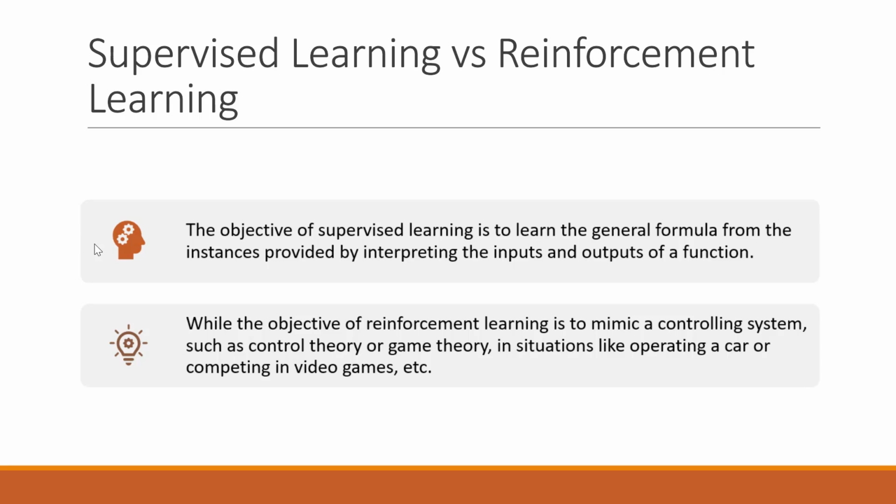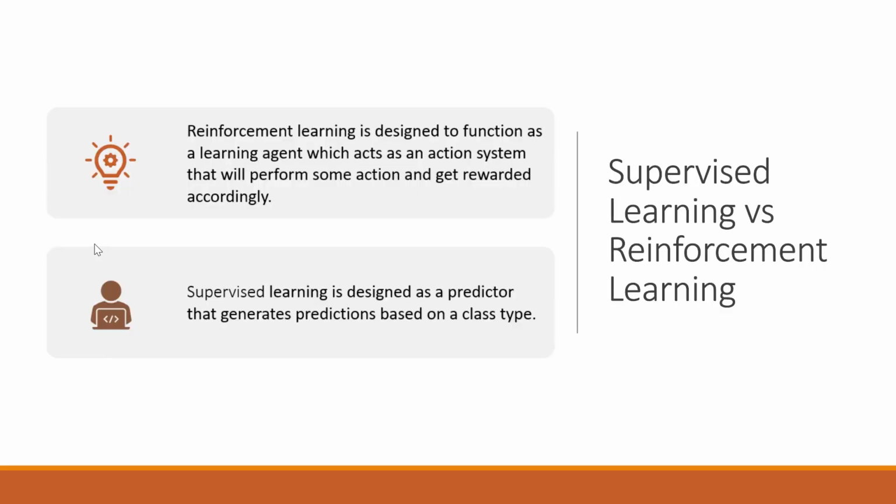Now the main objective of supervised machine learning is to learn a general formula from the instances provided by interpreting the input and output, while the objective of reinforcement learning is to mimic a controlling system such as control theory or game theory in situations like operating a car or competing in a video game. The phrase supervised learning implies that it is highly supervised, whereas reinforcement learning is less supervised and relies on the learning agent to choose the output solution by exploring several options.